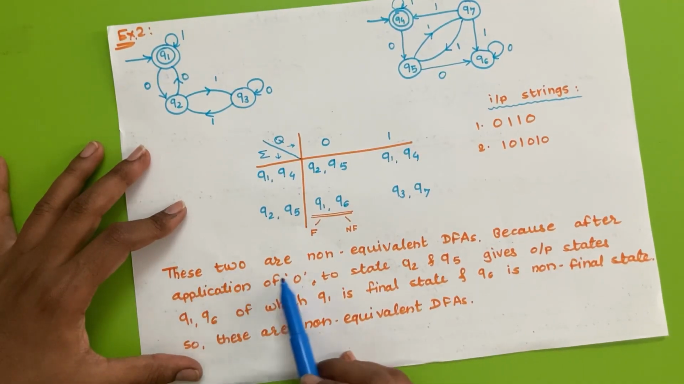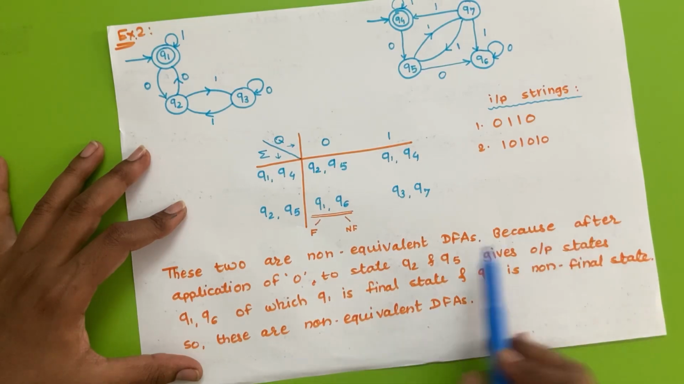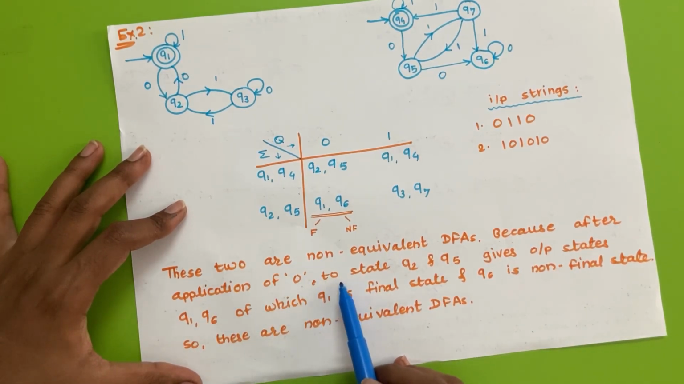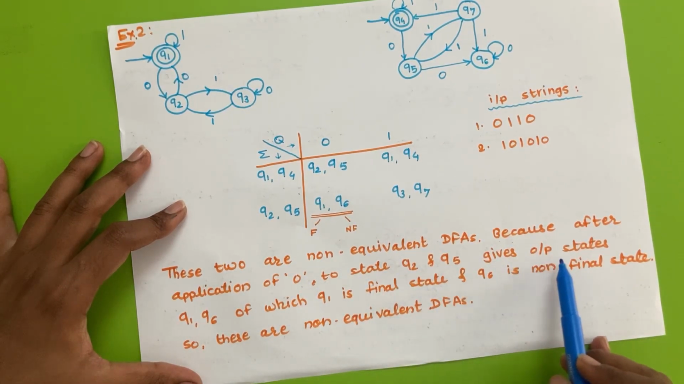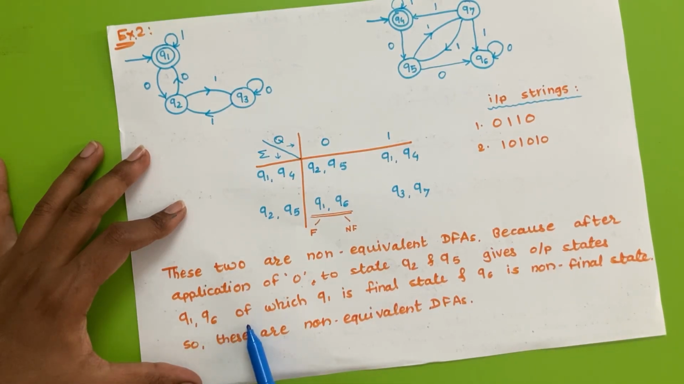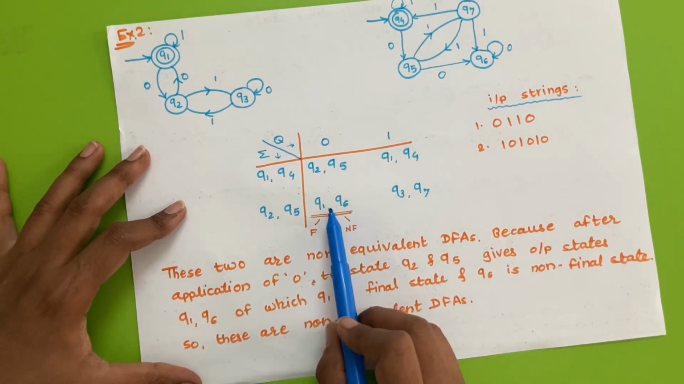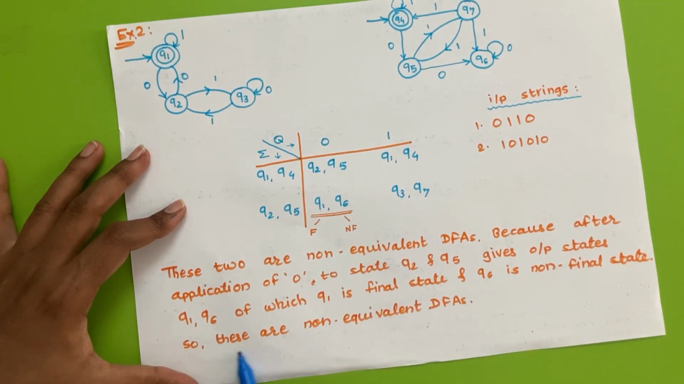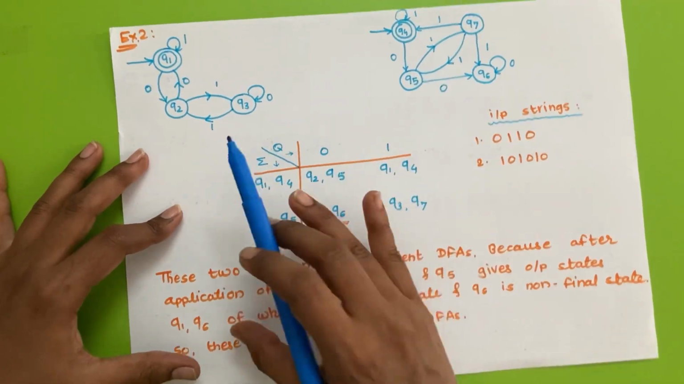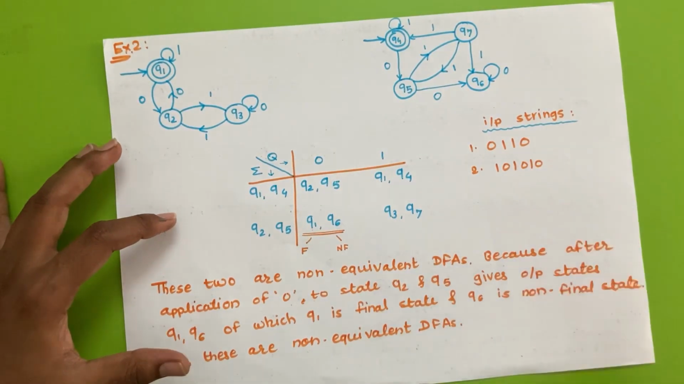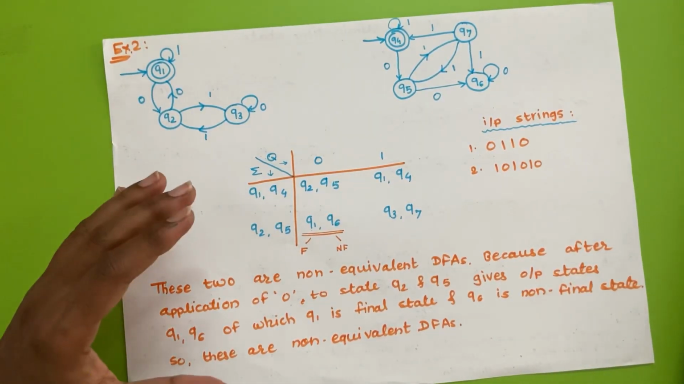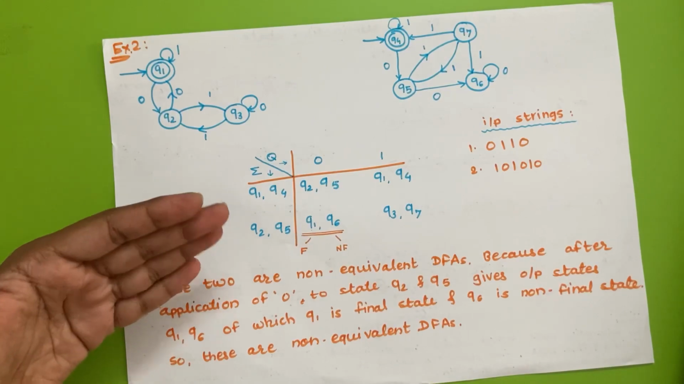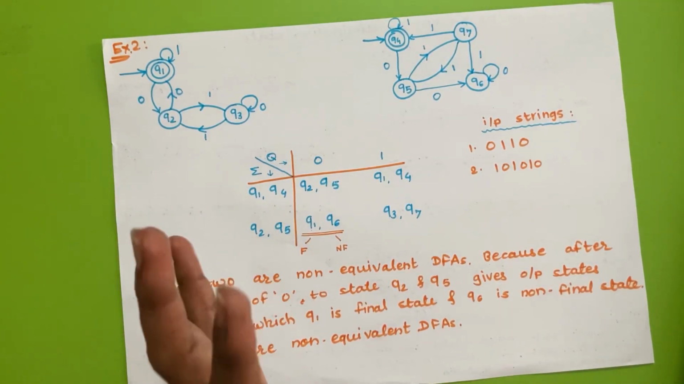So these two are non-equivalent DFAs because application of 0 to states Q2 and Q5 gives output states Q1 and Q6, of which Q1 is a final state and Q6 is a non-final state. So these two are non-equivalent finite automatas. Hope you have understood what is meant by equivalence of finite automatas and non-equivalence of finite automatas.